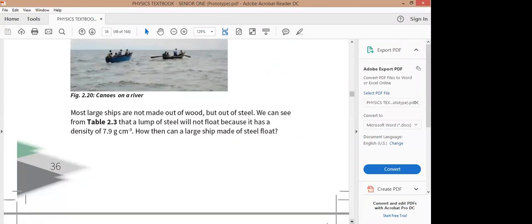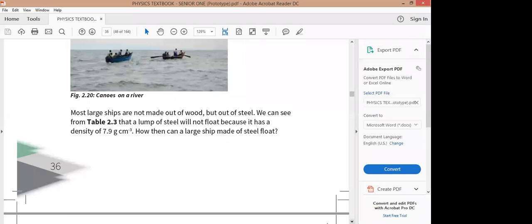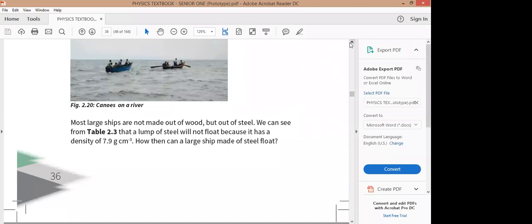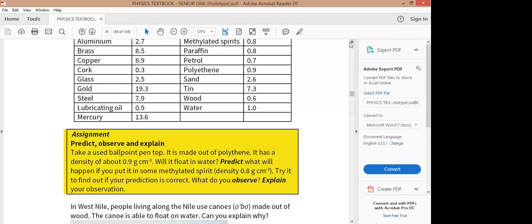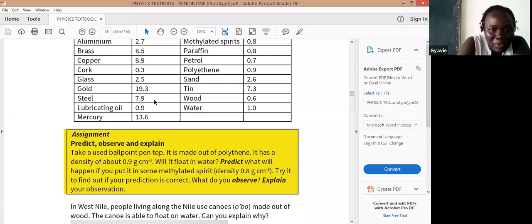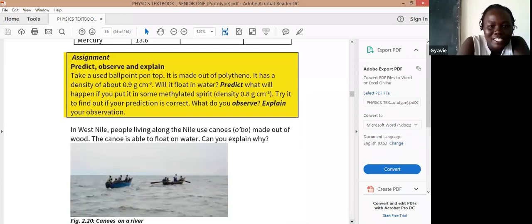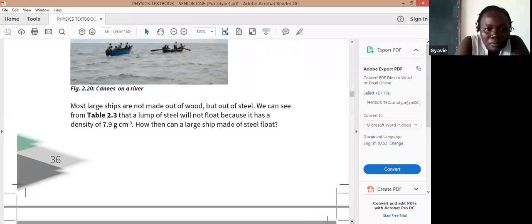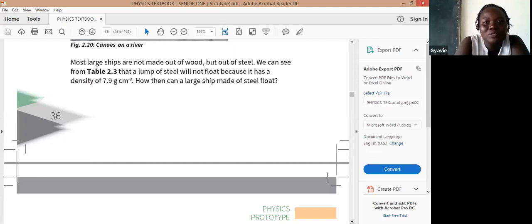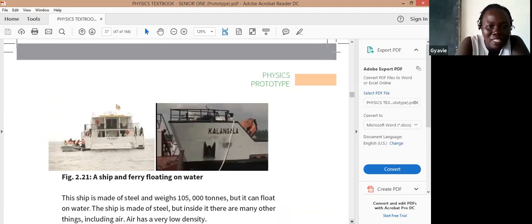Now, moving down, most large ships are not made out of wood, but out of steel. We can see from the other table I showed you. Let me show it again. The density of steel is here, 7.9, yet that of water is 1.0. So we definitely expect whatever is made out of steel to sink. So how then can a large ship made out of steel float? That's the question.